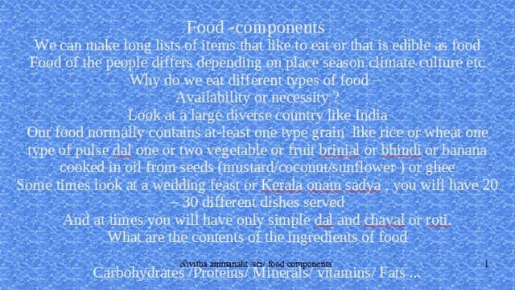Our food normally contains at least one type of grain like rice or wheat, one type of pulse like a dal, one or two vegetables or fruit like a brinjal or a bhindi or a banana. So food in different parts of India contains at least one grain, one pulse, one fruit or vegetable. And these are cooked either in oil from the seeds, that is mustard oil, coconut oil or sunflower oil, or in ghee, or in water, that is either boiled or roasted.